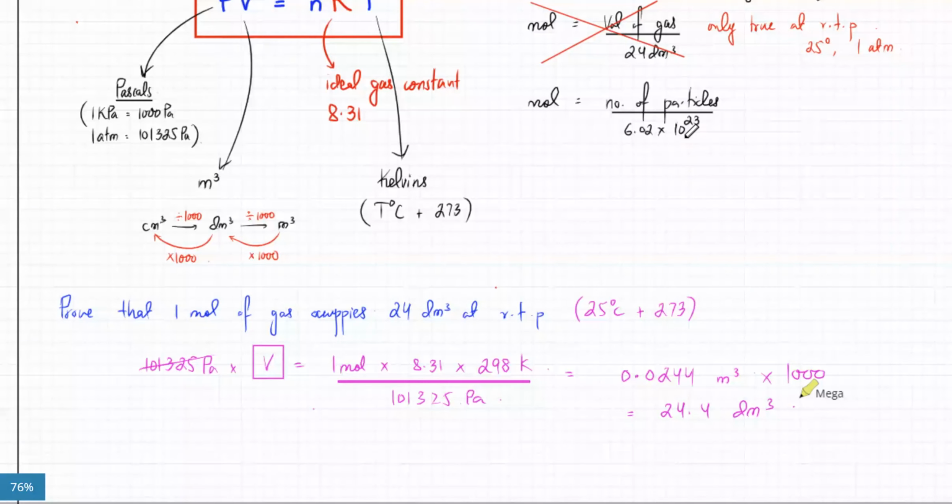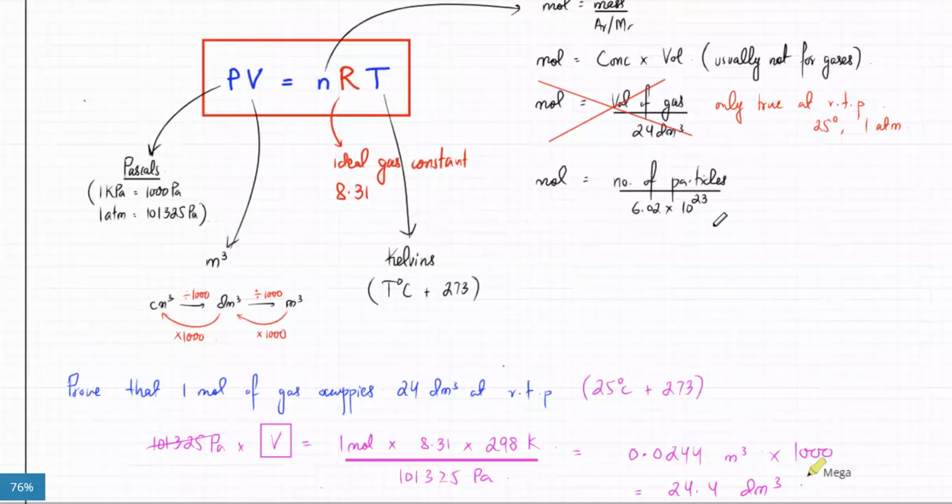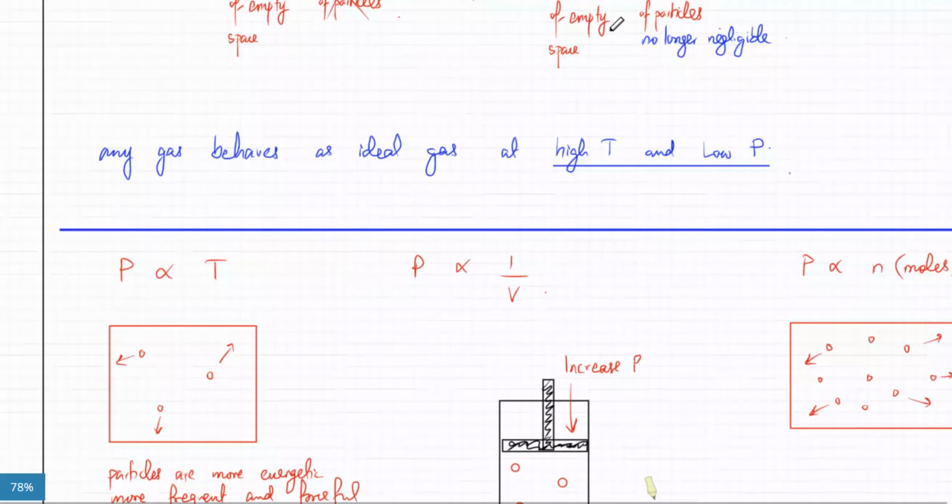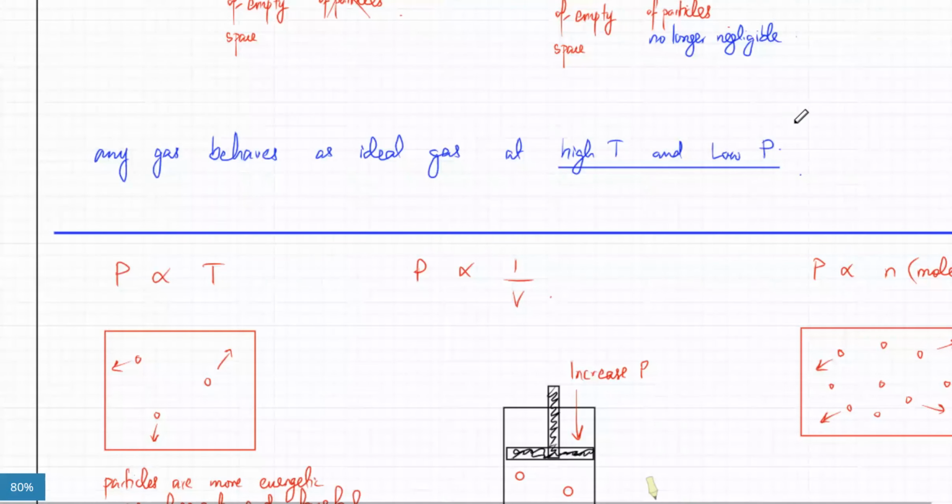So the idea is you can use this equation. Just remember, from now on, 1 mole of gas occupies 24 dm cube is only true at a very specific point. Otherwise, whenever you're trying to find the moles of gas, use this formula. This is the ideal gas equation. This is only for gases, and it is for ideal gases. It's not going to work for solids or liquids. A gas behaves as an ideal gas at high temperatures and low pressures.